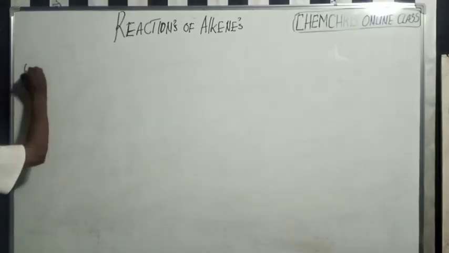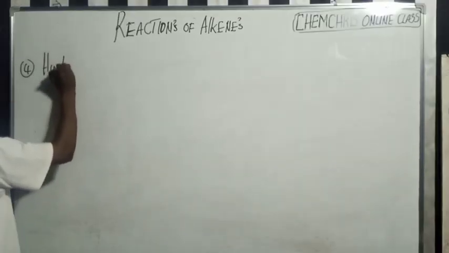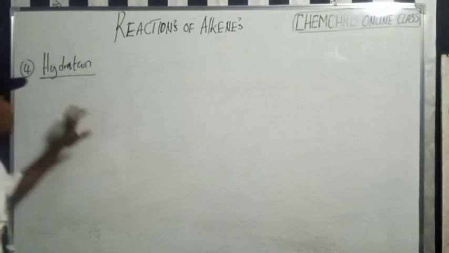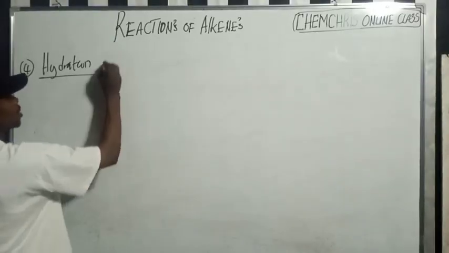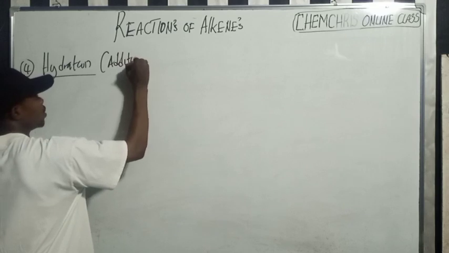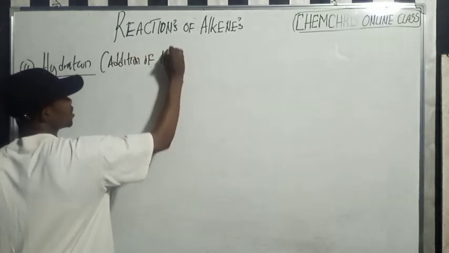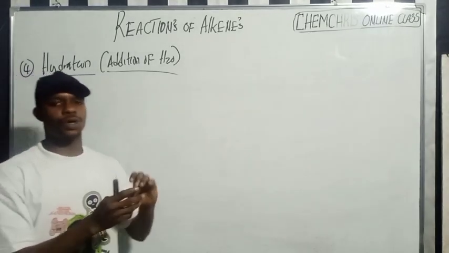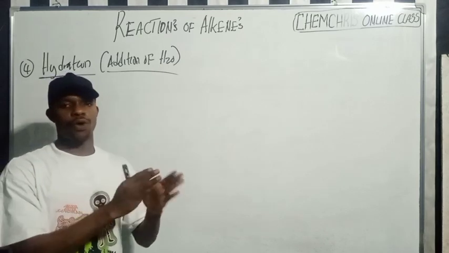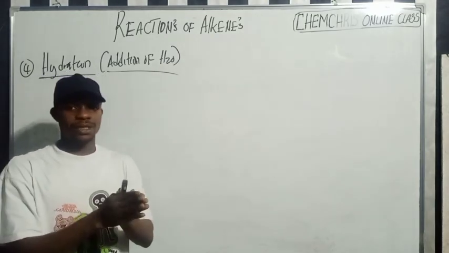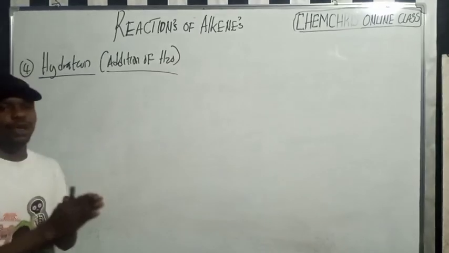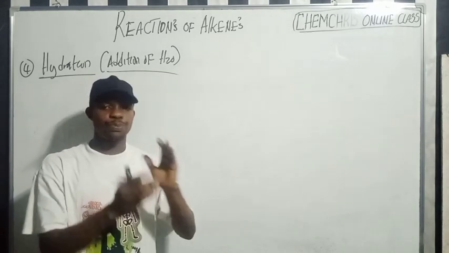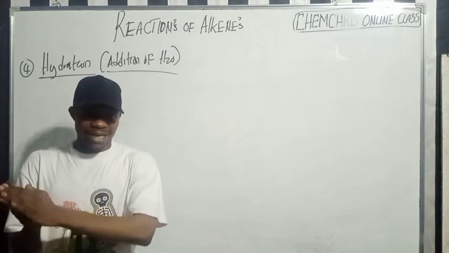So number 4 is what? Hydration. The number 4 reaction is called hydration, which is the addition of water. So hydration means addition of water. Then you're adding water to the alkene to produce alcohol. Now, you need an acid catalyst. So hydration is the addition of water in the presence of an acid catalyst to the alkenes to produce alcohol as a product.